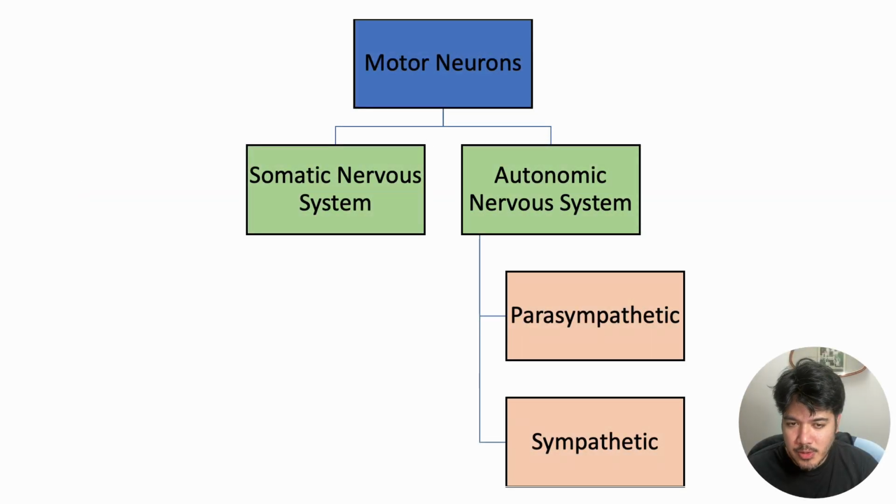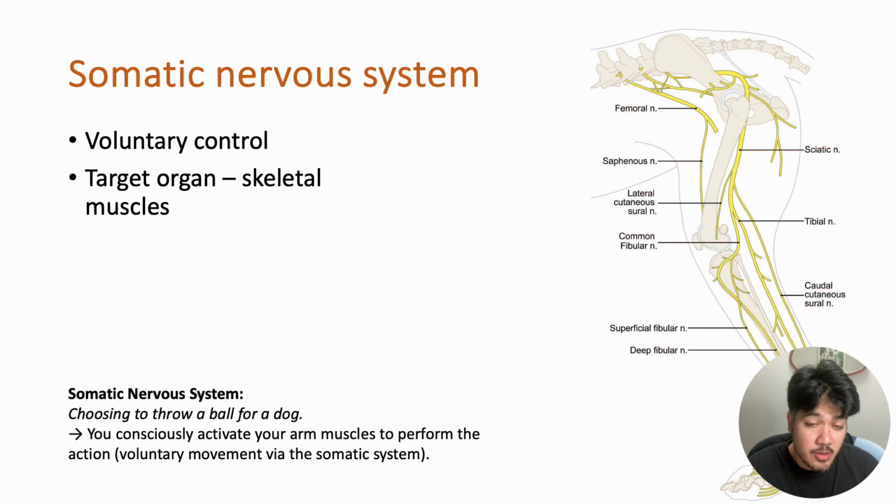When we look at the motor neurons, as we said previously, we have two further ways to categorize them. We either have your somatic nervous system or your autonomic nervous system. And again, that can be further divided into your parasympathetic and sympathetic division. The somatic nervous system is basically voluntary. The word somatic, or soma, means body, and your target organs are usually your skeletal muscles.